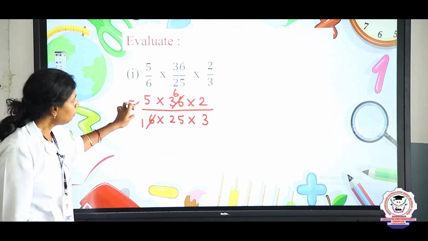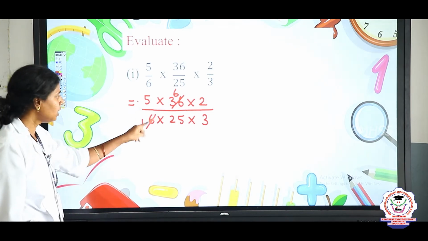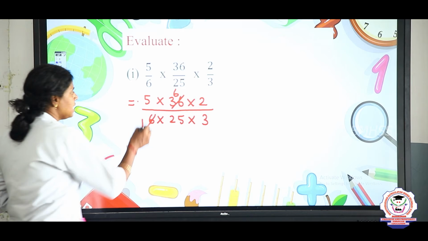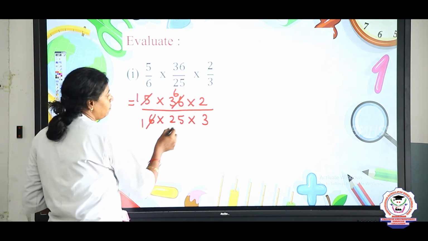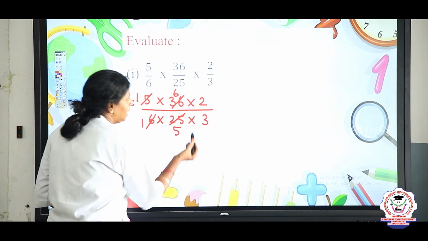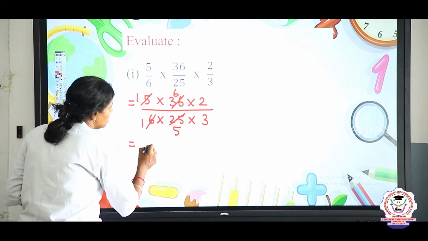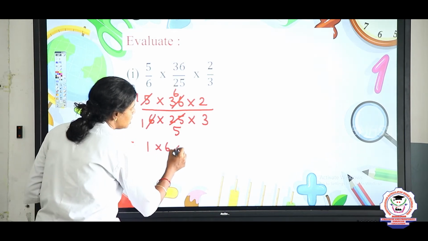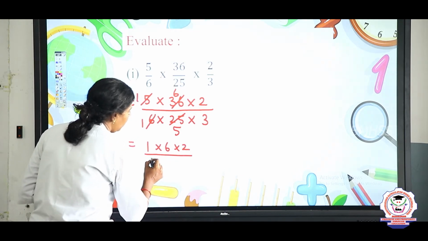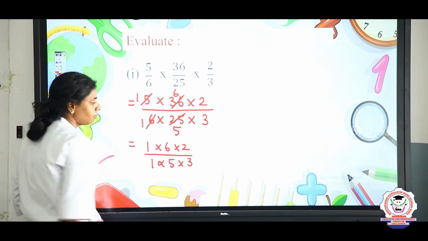Yes, Deepak, tell me, in 5 and 25, we can use the 5 table now. How many times can we cancel this? Yes, 5 1 time and this 25, in the 5 table, it is 5 times. Okay. Now, we can write the remaining numbers 1 into 6 into 2 by 1 into 5 into 3.